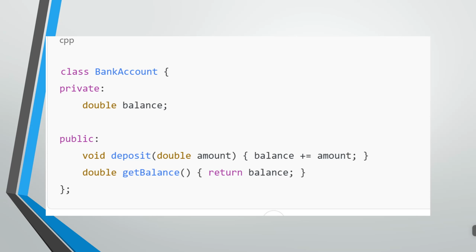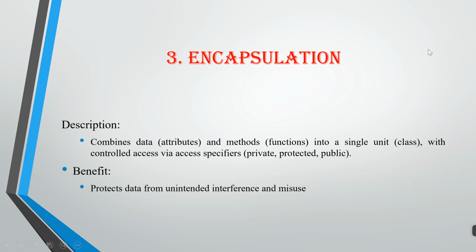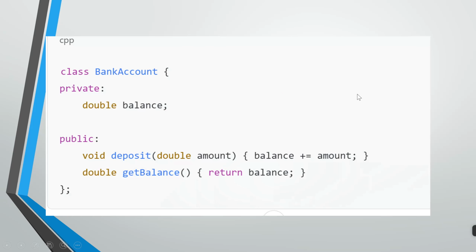So here is an example. I will be going to this. See, I have defined balance as a variable of type double, which is of type private. So, other than these two functions, which are defined inside the class, nobody else can touch the variable called balance. That is encapsulation.